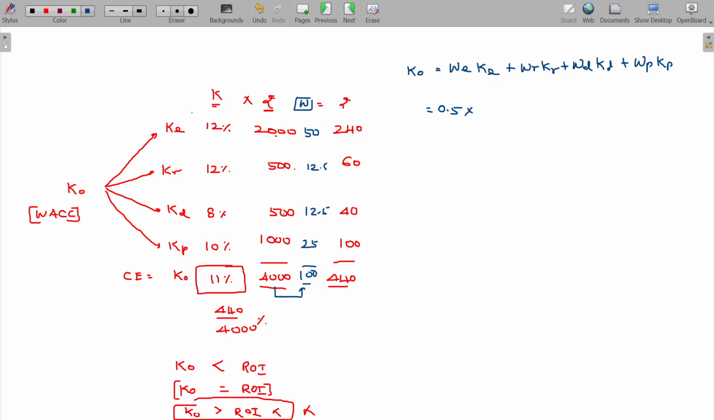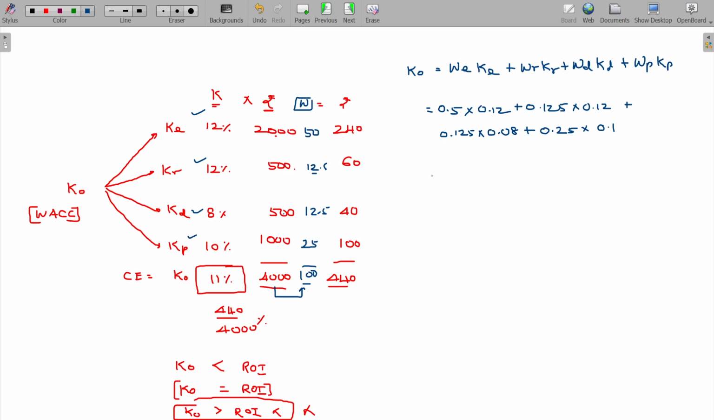With the cost of equity being 12%, 0.12, plus weight of retained earnings being 0.125 and cost of retained earnings also 12%, 0.12, and weight of debt 0.125 and the cost of debt being 8%, 0.08, plus weight of preference share being 0.25 and the cost of preference share being 0.1.